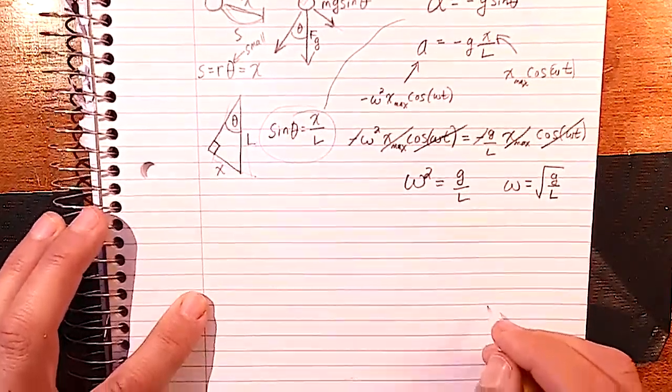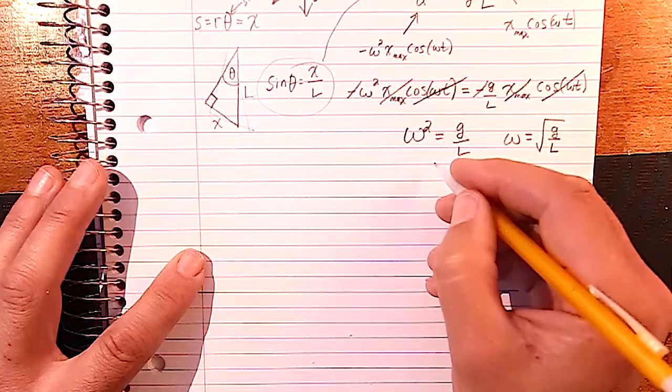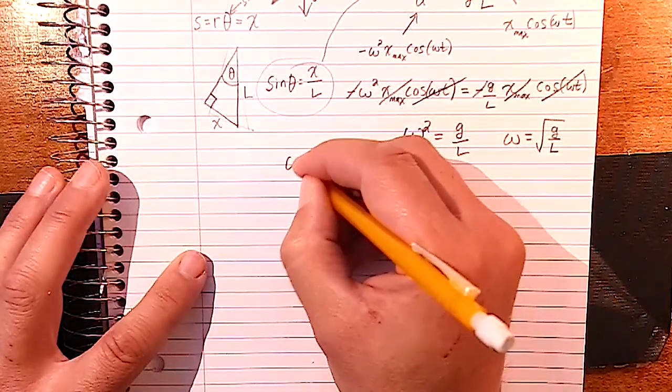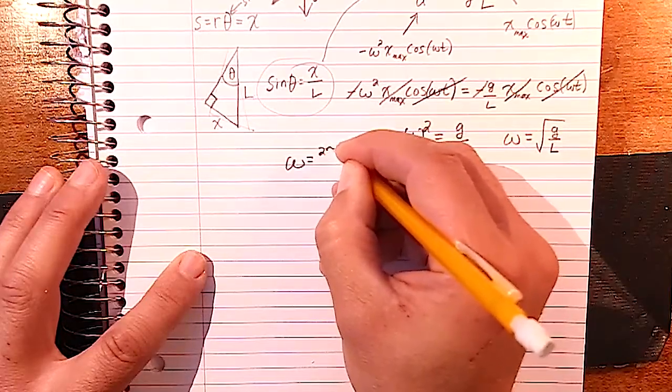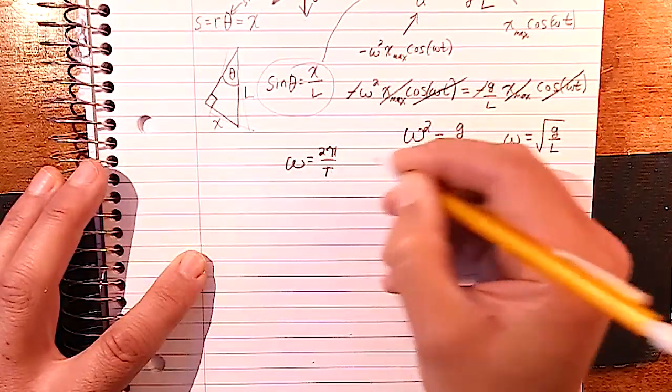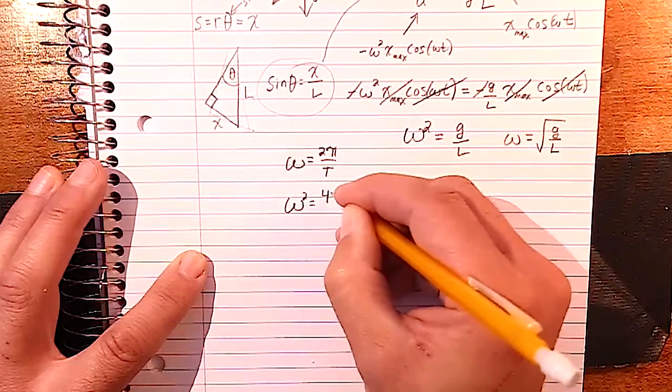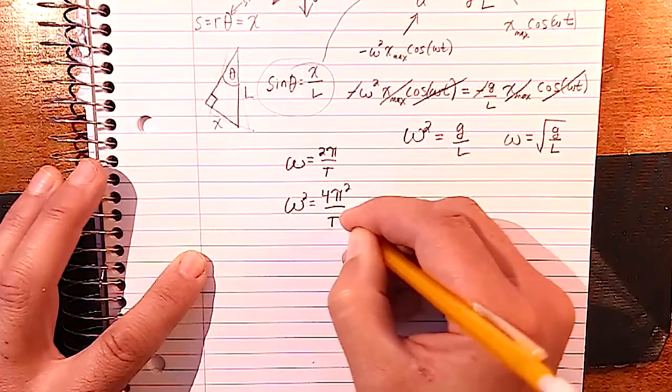Now, just like we did in the derivation for the mass on a spring, we know that omega is equal to 2 pi over T. So therefore omega squared is equal to 4 pi squared over T squared.